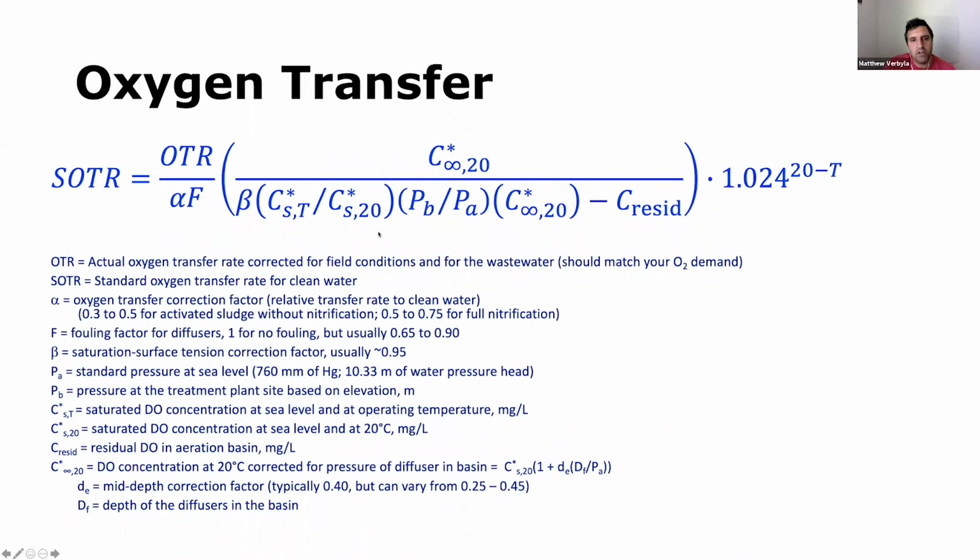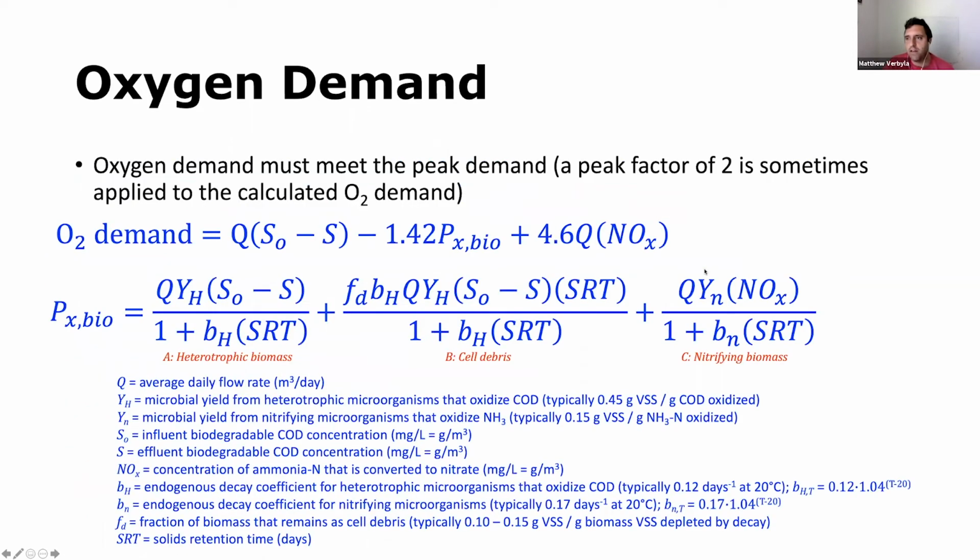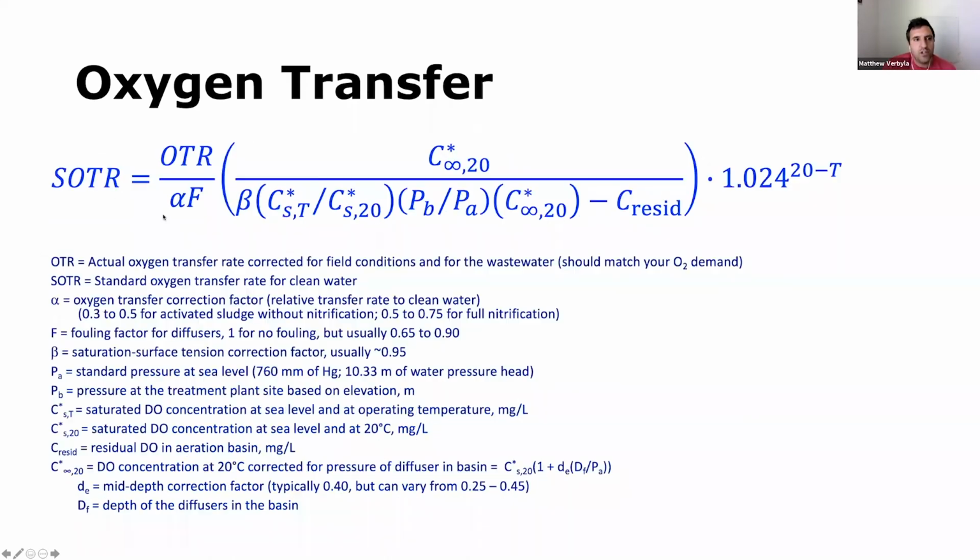That means also temperature and elevation. So this is the one, the OTR, this is the oxygen transfer rate that should match what you calculate as your oxygen demand. All right, so this oxygen demand, which is required, should be the same value that's supplied by your aerators. And we need to correct this value for the conditions of the wastewater, which is what this equation is for.